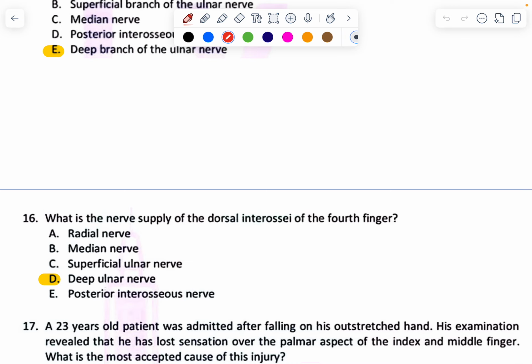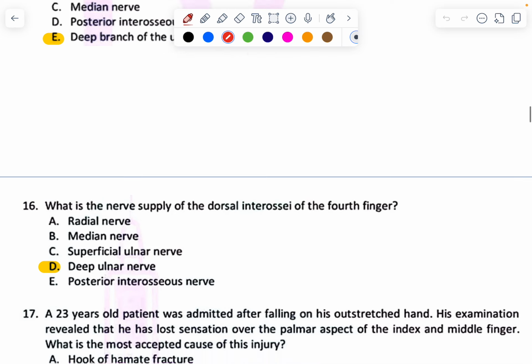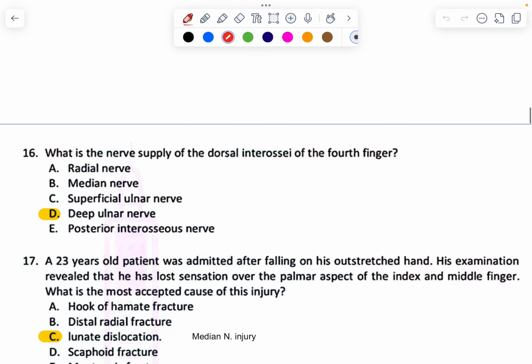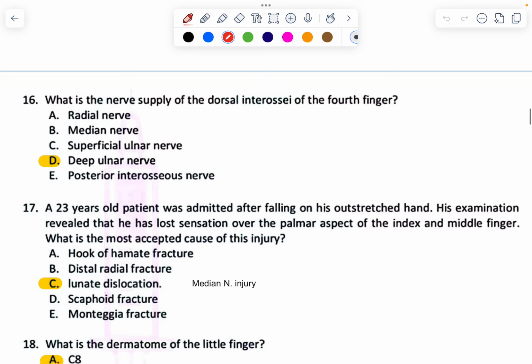A 23-year-old patient was admitted after falling on an outstretched hand. His examination revealed that he has lost sensation in the palmar aspect of the index and the middle finger, and this is the most expected cause of injury. So median nerve sensation is lost. The superficial branch of median nerve. Here is the dislocation, median nerve injury is there.